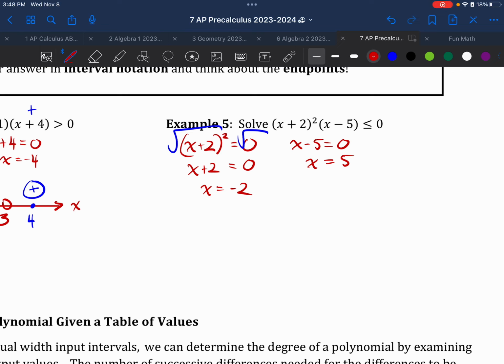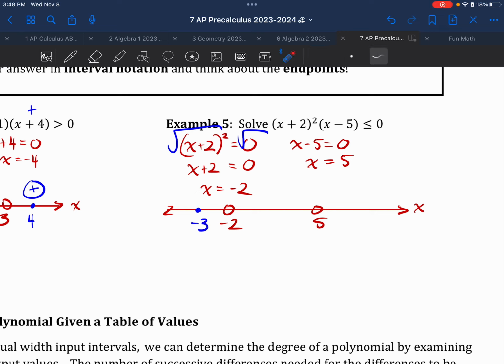So I only have 2 zeros, 2 potential gatekeepers on my sign chart. So on the sign chart, I'm going to do a 0 at negative 2, and a 0 here at positive 5. Okay, let's go ahead and do some test values. I'm going to do a test value right here. Let's plug in negative 3. It doesn't matter what I plug into this value because it's squared. It's always, always, always going to be positive. It doesn't matter what point you plug in. But if I plug in negative 3 to this value over here, negative 3 minus 5 will be negative.